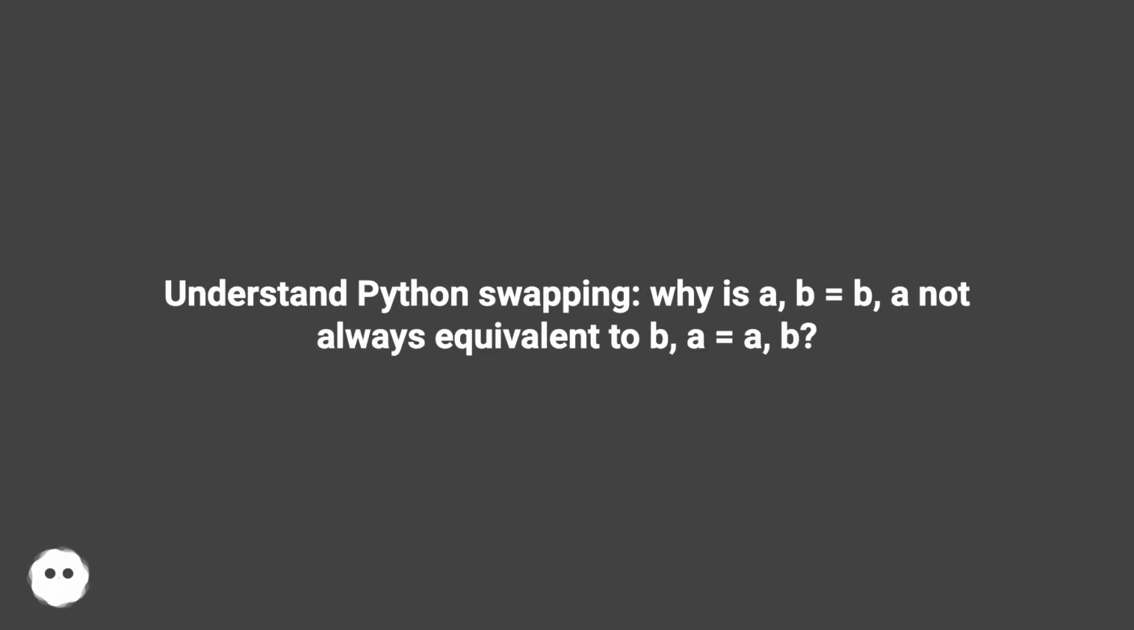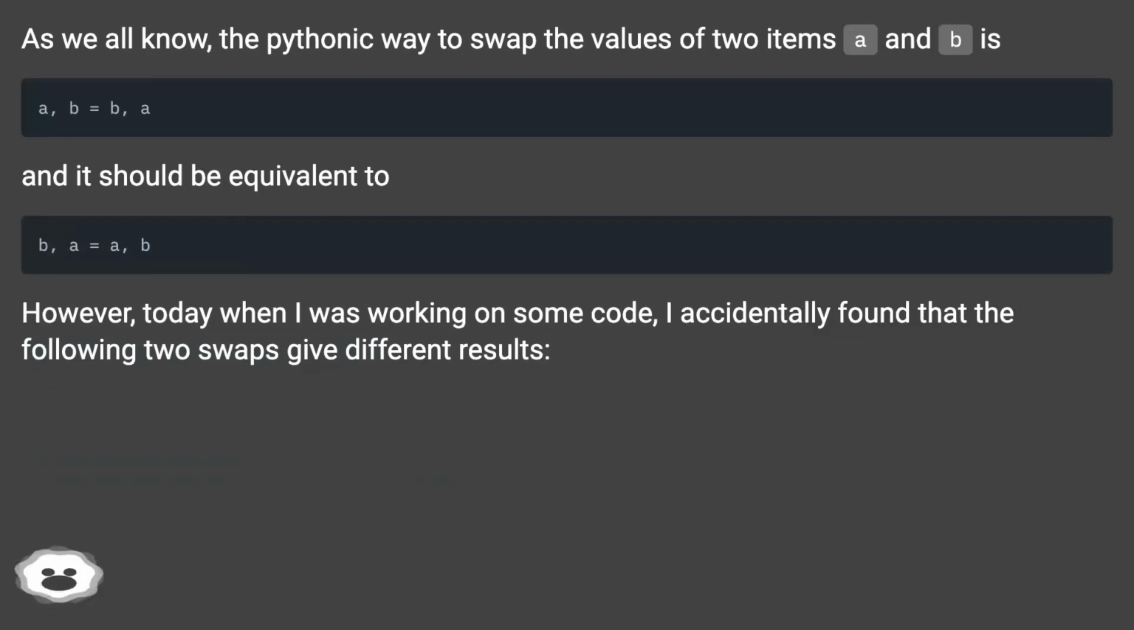Understand Python swapping: why a, b = b, a is not always equivalent to b, a = a, b. As we all know, the Pythonic way to swap the values of two items a and b is a, b = b, a, and it should be equivalent to b, a = a, b. However, today when I was working on some code, I accidentally found that the following two swaps give different results.